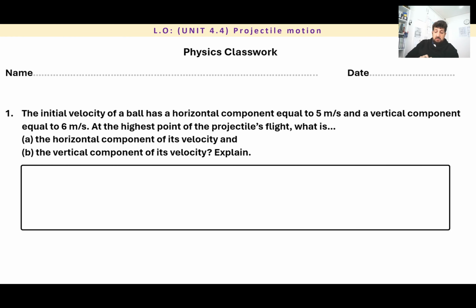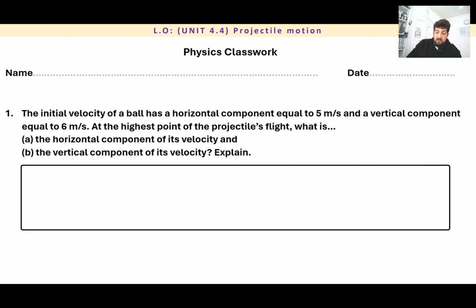Okay, so here is a class worksheet that I gave you the other day. I'm going to go through the answers for those of you that haven't had a chance to do this with us. So we're going to go through the answers. The initial velocity of the ball at a horizontal component equals 5 meters per second.